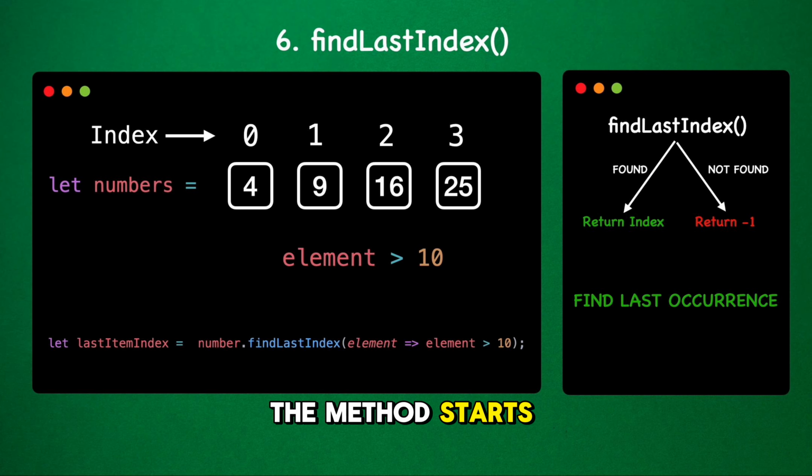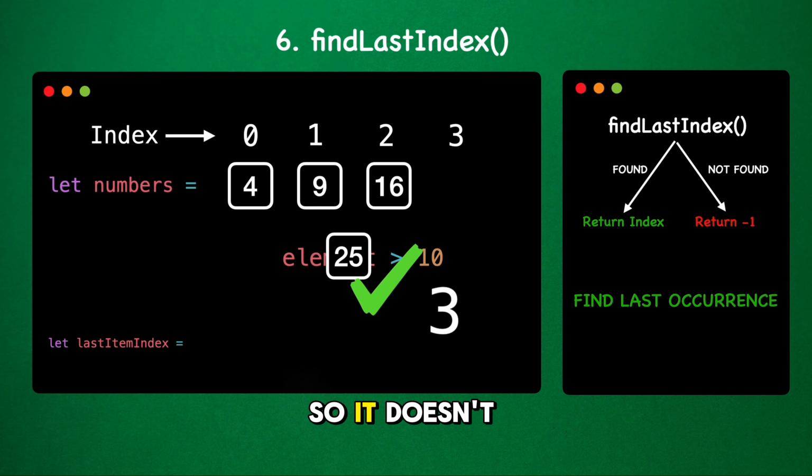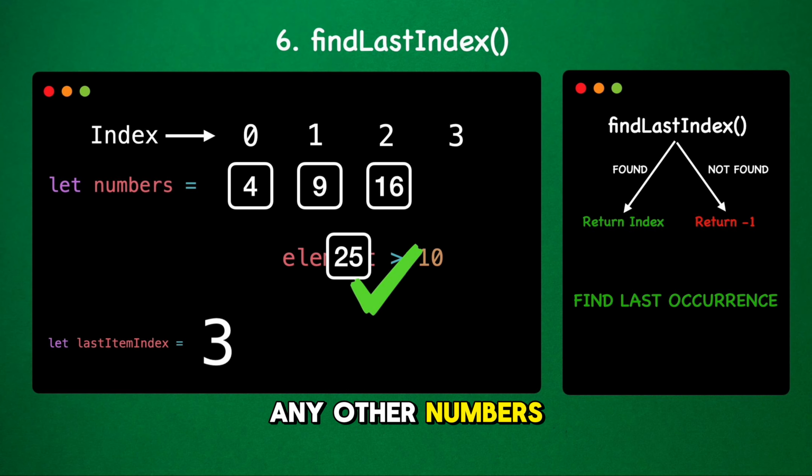The method starts by looking at the last number, which is 25. Is 25 greater than 10? Yes, it is. So, it doesn't need to check any other numbers. The result is that lastItemIndex will be 3, because 25 is the last number greater than 10 in the array, and its position is 3.